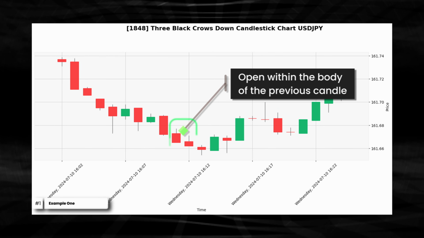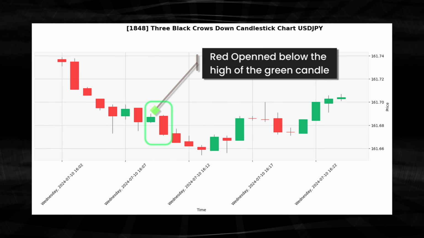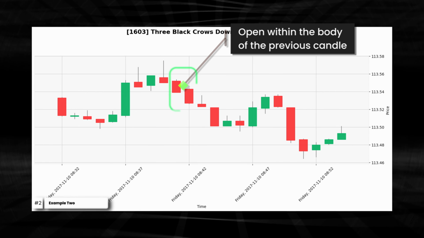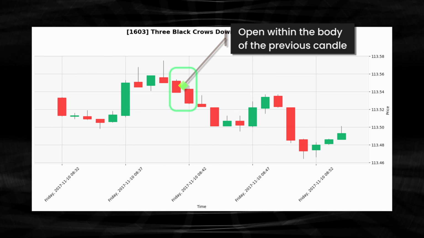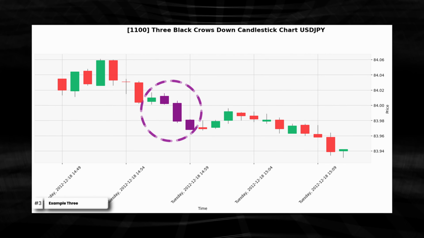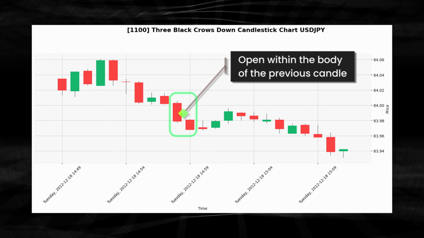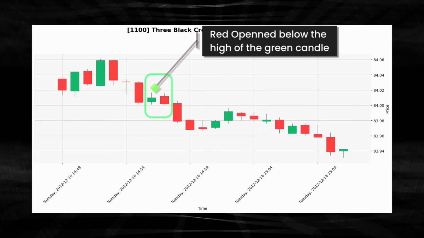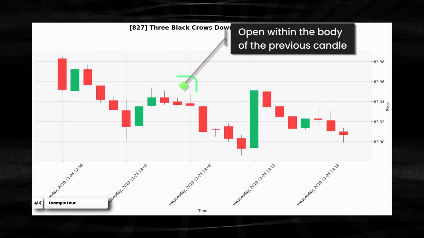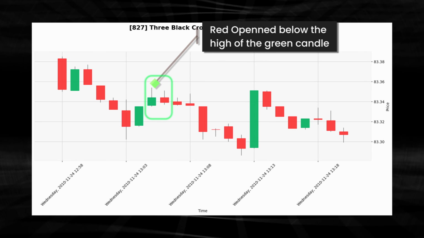The last 2 candles open within the body of the preceding candles, and the first red candle opens below the green candle's high. In the next examples we again have a green candle followed by 3 reds, where the last 2 candles open within the bodies of the previous candles, and the first red candle opens below the high of the green candle. The same holds for the last example.